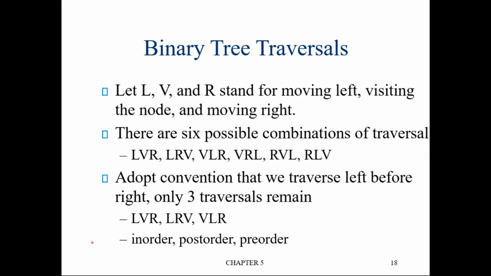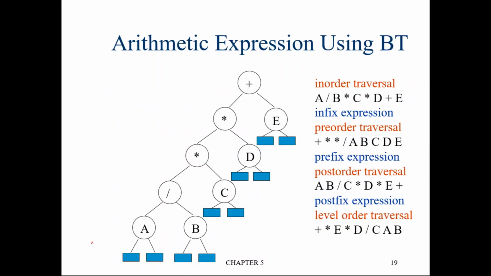Fine, so let us take an example. Assume this is a binary tree. The root node contains plus, and it has a left child star and a right child E. E does not have any children, so basically E is a leaf node, a null.